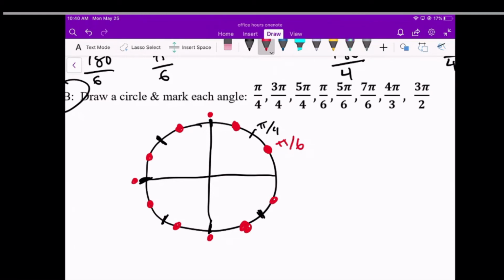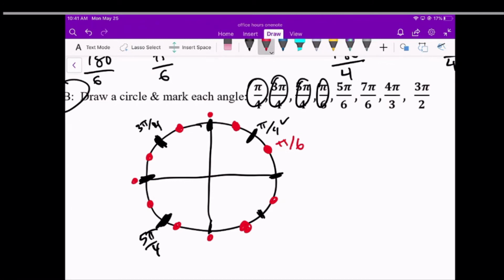All right. Now when you're finding these, pi over 4, it's already marked. It's right there. 3 pi over 4, we're ignoring the red ones. Start at the start. 1 pi over 4, 2 pi over 4, 3 pi over 4. It's right there. 5 pi over 4. Start at the start. 1 pi over 4, 2 pi over 4, 3 pi over 4, 4 pi over 4, 5 pi over 4. It's right there. It's just pi over 4 5 times.